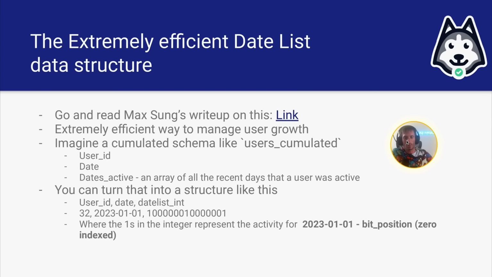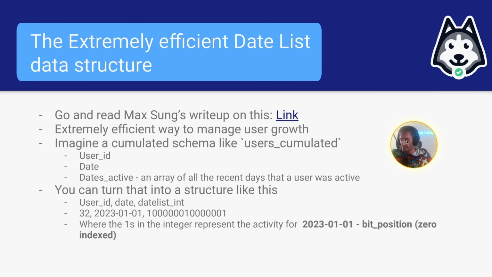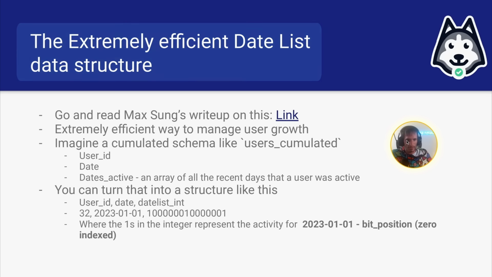Okay, so what we're going to talk about now is going to get kind of technical, and I hope y'all can get through this. So at Facebook, they were trying to figure out a way to store historical growth information, because one of the very common questions asked at Facebook is, how many monthly active users, weekly active users, daily active users do we have?